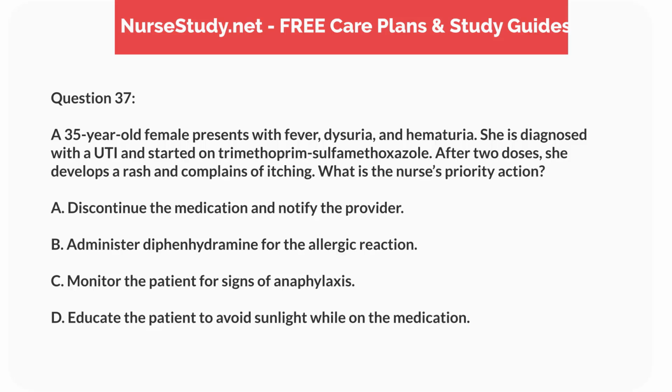Question 37. A 35-year-old female presents with fever, dysuria, and hematuria. She is diagnosed with a UTI and started on trimethoprim sulfamethoxazole. After 2 doses, she develops a rash and complains of itching. What is the nurse's priority action?